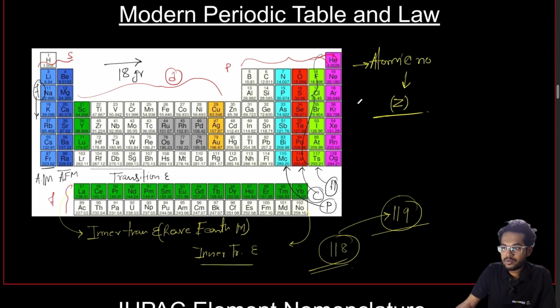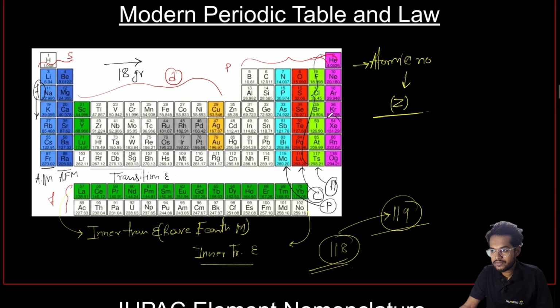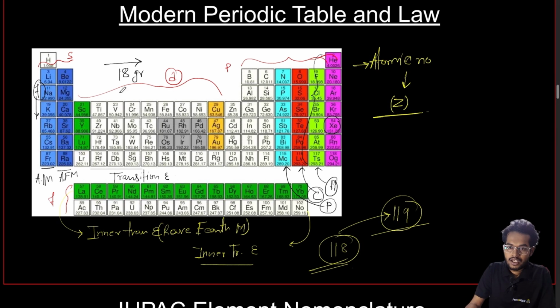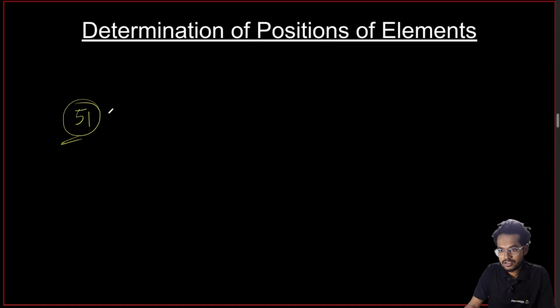As I gave you 51, the nearest noble gas to your element is this one, 54. Now you already know you need 51 and your nearest is 54. Do you know in which period 54 is? No, right? You might not know.